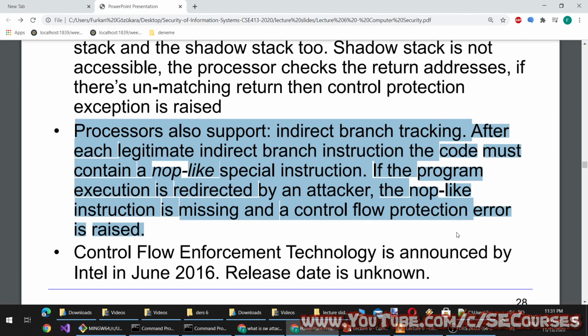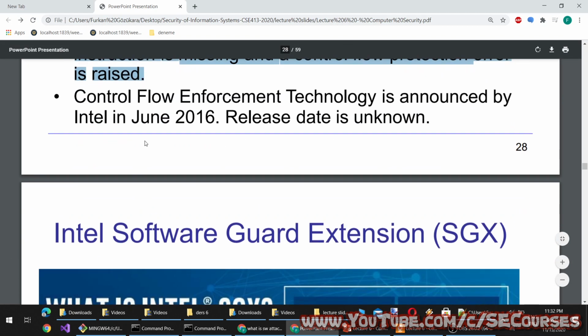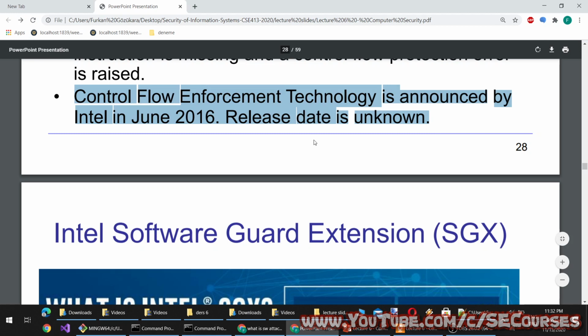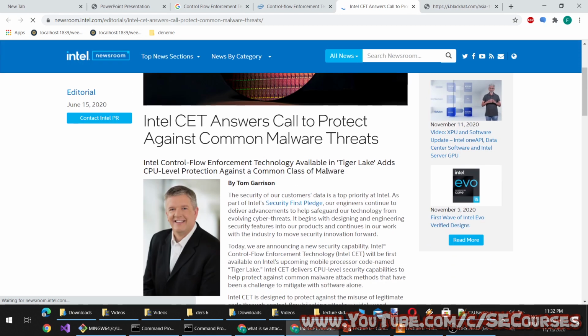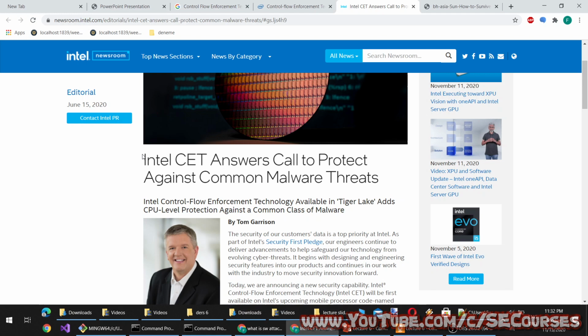Processors also support indirect branch tracking. After each legitimate indirect branch instruction, the code must contain a NOP-like special instruction. If the program execution is redirected by an attacker, the NOP-like instruction is missing and a control flow protection error is raised. Okay, it was announced in June 2016. Let's see if it is effective or released. Okay, there is news from Intel in 2020, June 15.